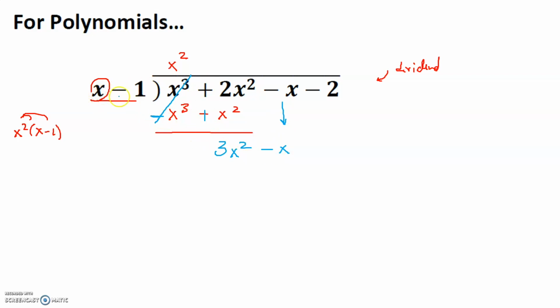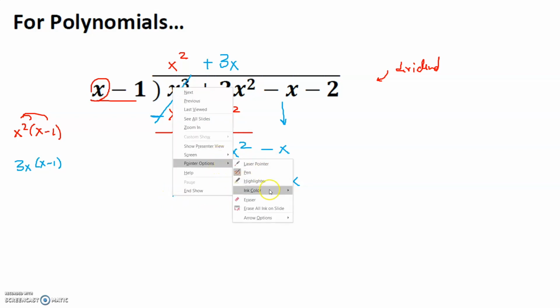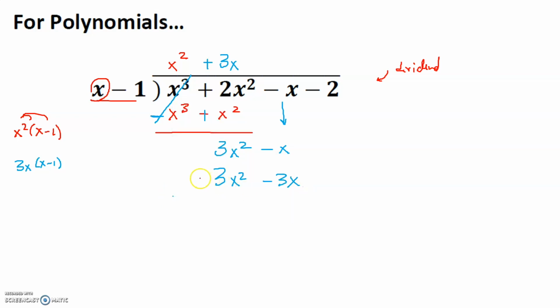What times x gives me 3x squared? The answer is 3x. Now I'm going to do 3x times x minus 1, and again, you can do this in your head. That gives us 3x squared minus 3x. You want to subtract here, which means you're going to distribute a negative through the bottom. These cancel, which is what we want. We're left with 2x, and then you bring down the next term, minus 2.